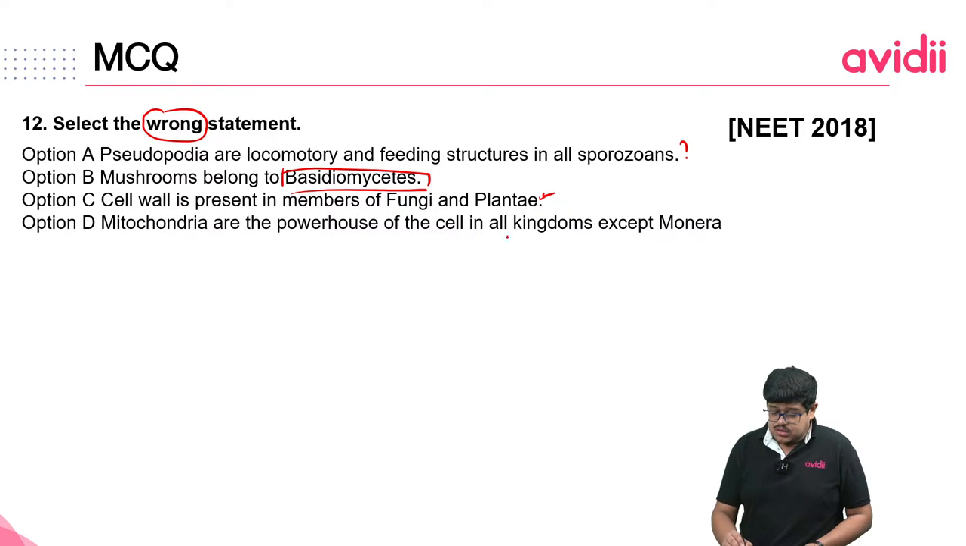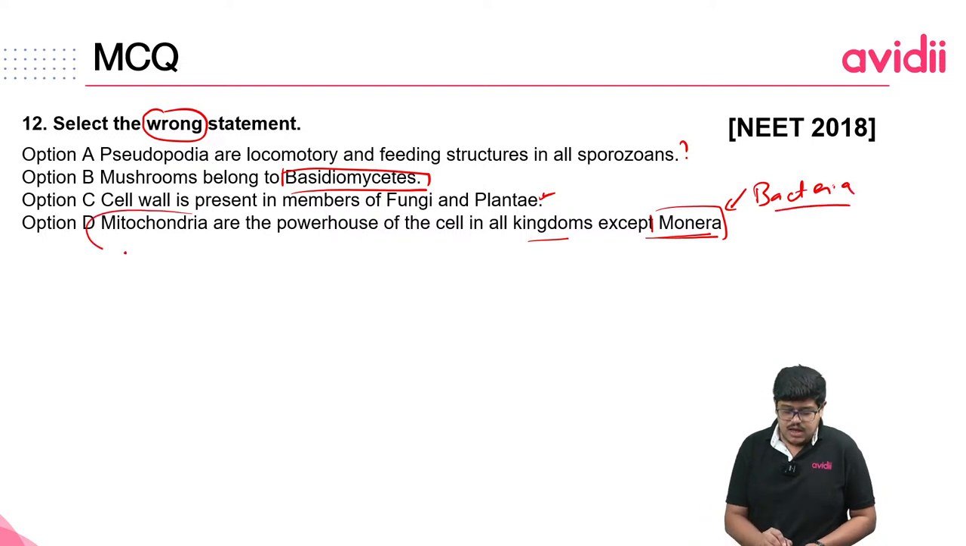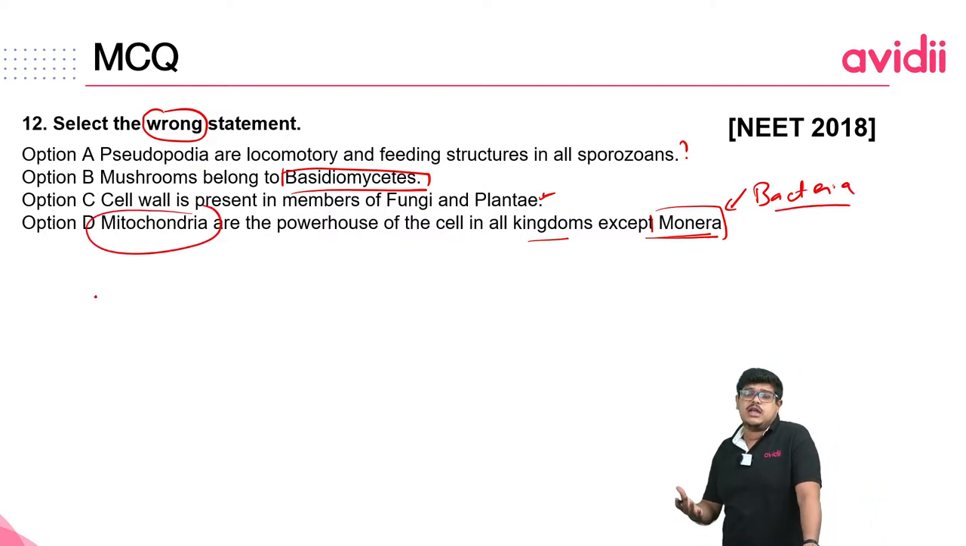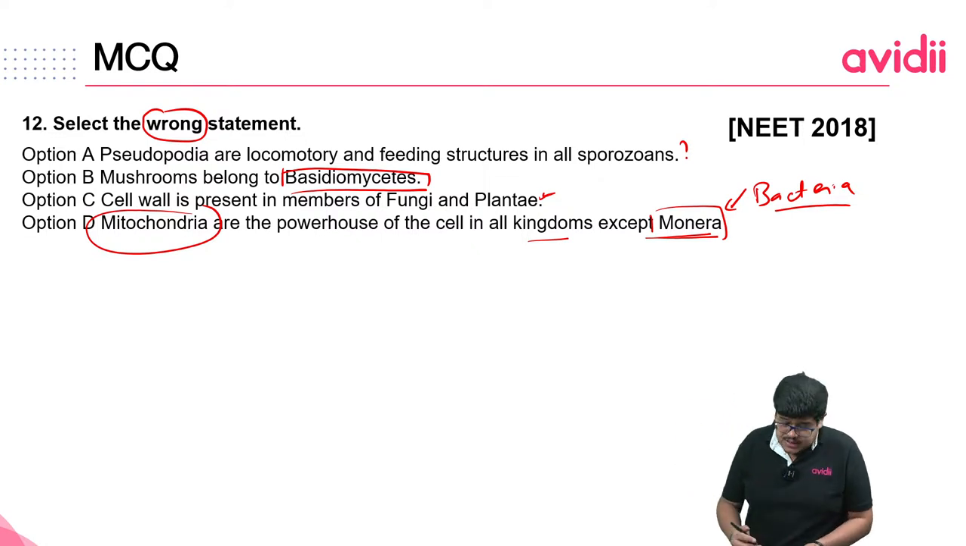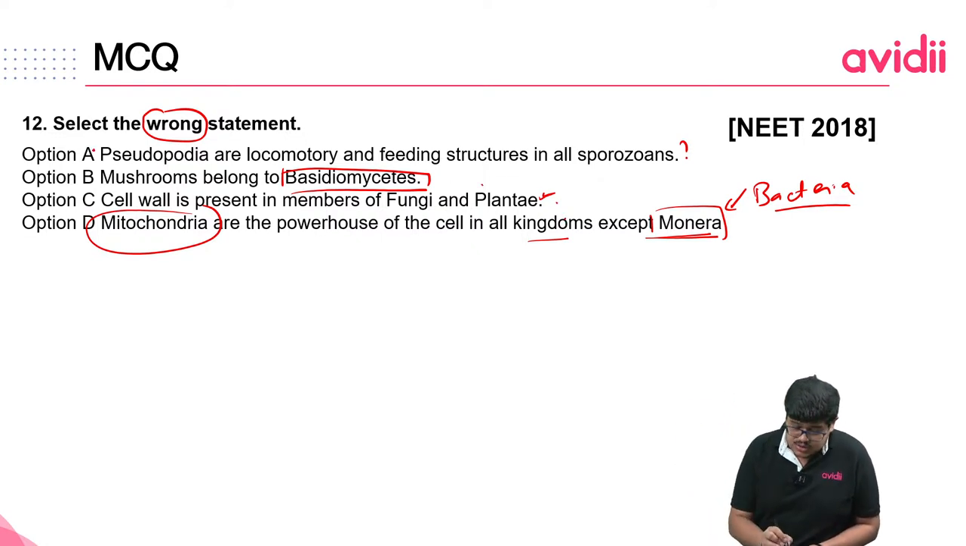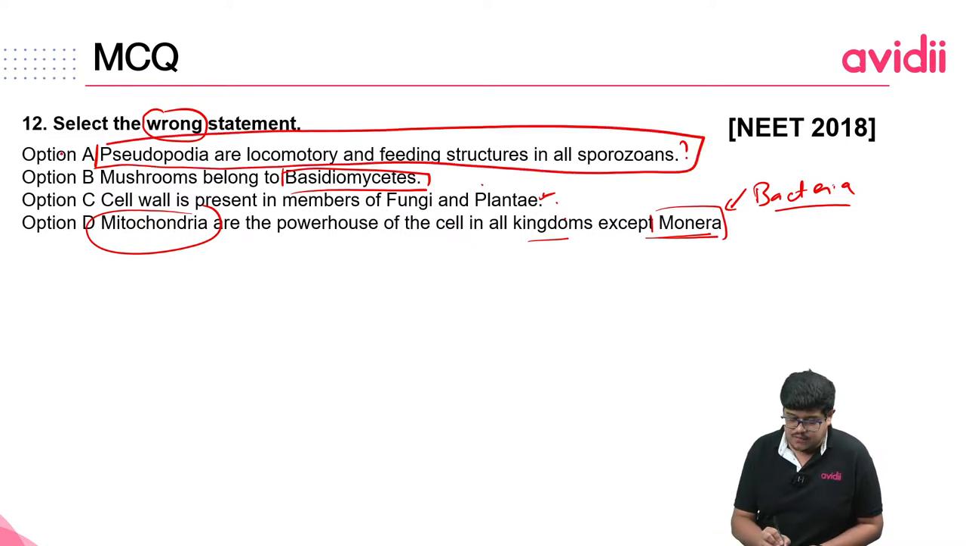Mitochondria are the powerhouse of the cell in all kingdoms except Monera. Again, you need to have an idea. Monera, they are talking about your bacteria, and they do not have mitochondria, and thereby how are they preparing their ATP? They utilize the cell membrane to produce the ATP. So okay, these three are correct. The wrong statement would be: pseudopodia, locomotory and feeding structures in case of sporozoans.